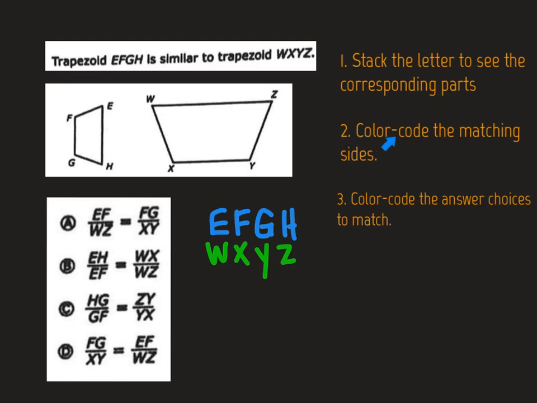So my step 2 says now color code those matching sides. That's what I'm going to do. EF and WX are going to be the same color. EF, WX, the same color. Then, if you look at step 3, it says color code the answer choices that match that.